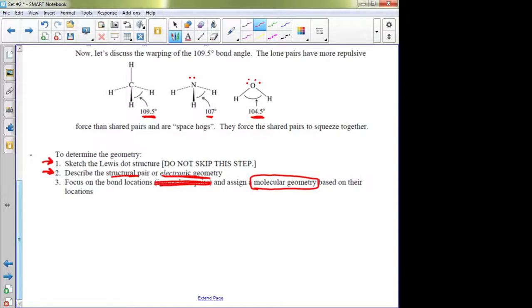I know it sounds complicated, but it's not. We're going to do this. Okay? Yes? We got this? Yes, sir.